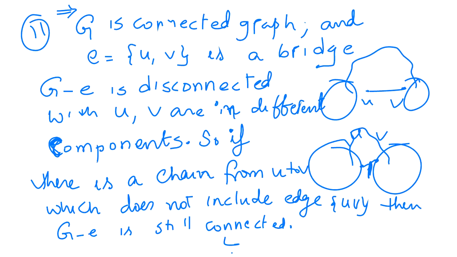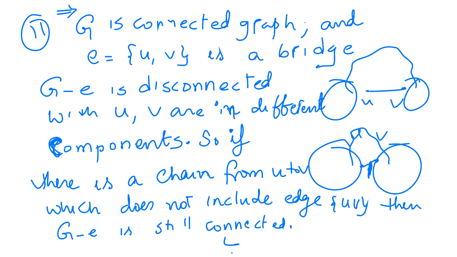What problem number 11 says is this: if the graph is connected, and if there is an edge from U to V that you know is a bridge, then you need to prove, if and only if, that every chain from U to V, that means if you go from U to V, has to go through that edge UV. Right. So it is an if and only if condition. That means you need to prove this.